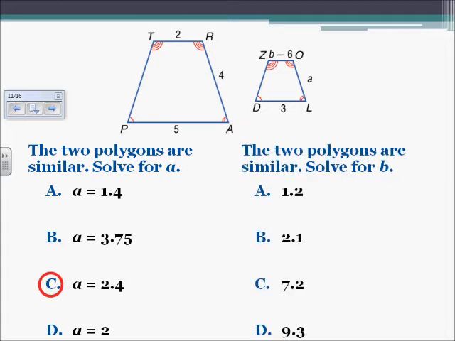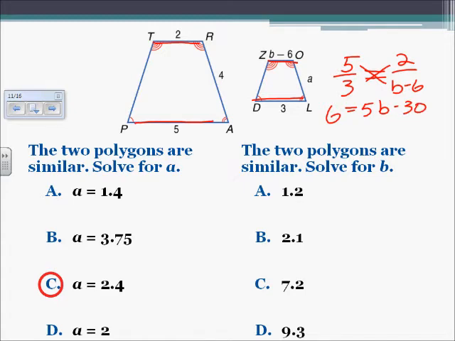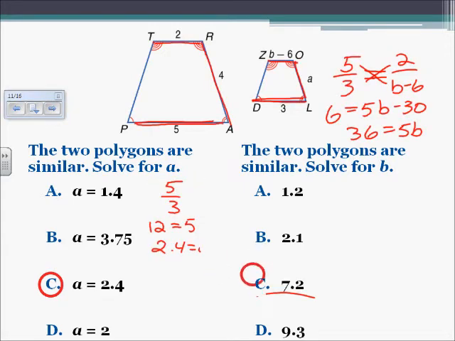Second question, the two polygons are similar, solve for B. So now I'm going to look at B here. B minus 6 is in the same spot as 2, and I have my 5 over 3 again. So my proportion will be 5 over 3 is equal to 2 over B minus 6. Cross multiply, 6 is equal to 5B minus 30. Add 30 to both sides. 36 is equal to 5B. Take 36 divided by 5, and I have 7.2, which is my value for C. And of course, C is my solution. Good.